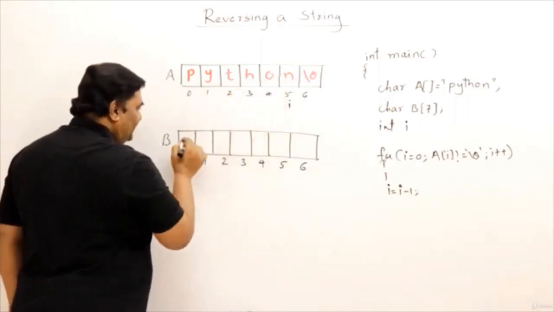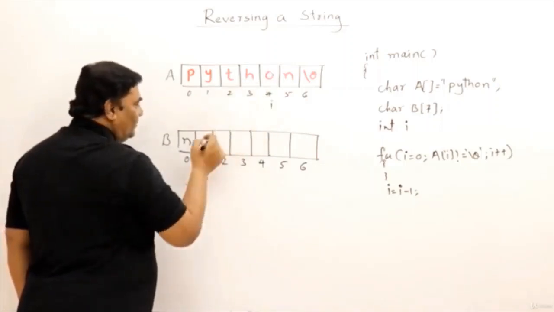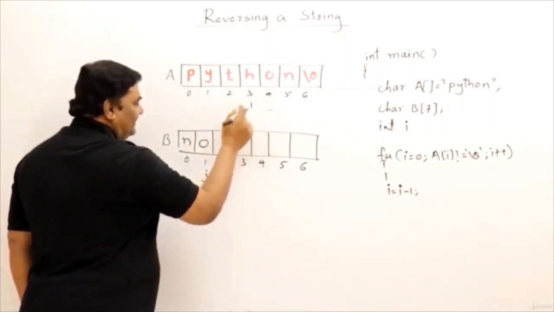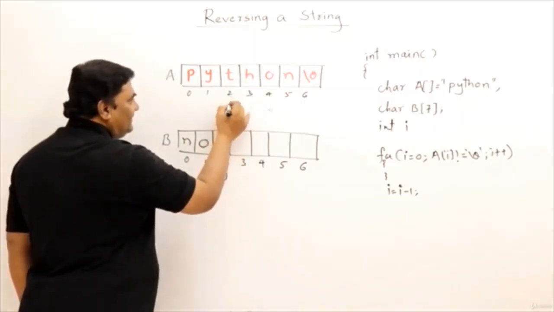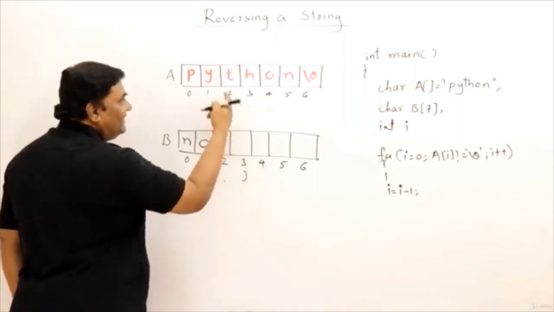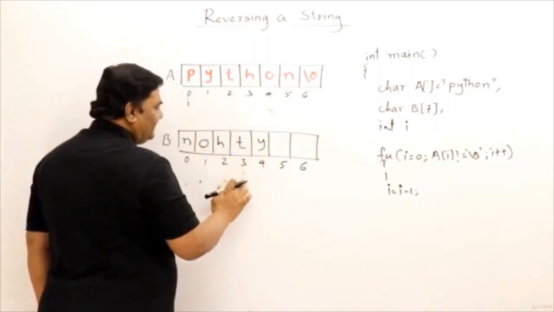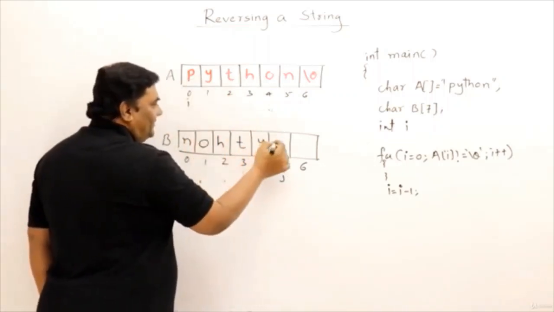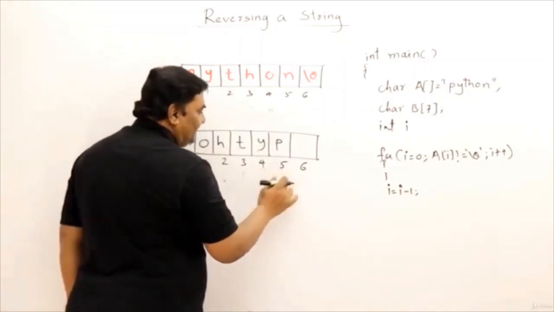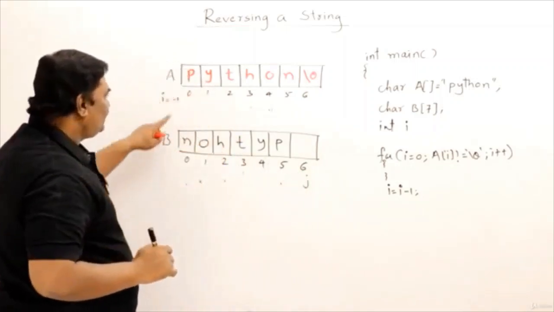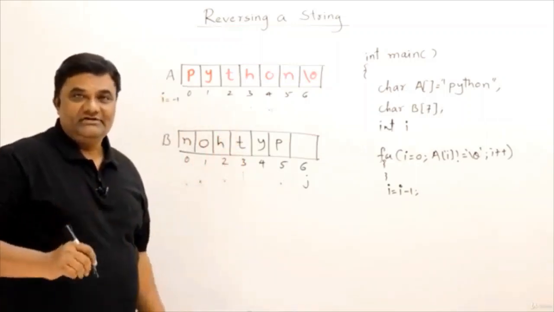So now N I will copy, then decrement I, increment J. Then O I will copy, decrement I and increment J. Then H I will copy here, then decrement I and increment J. In this way I will copy T, then Y, then at last when it has P here, then copy P, right? Decrement I, so I becomes -1 and increment J. Now stop, because we have finished all the alphabets. How do you say that? Because I has become -1.